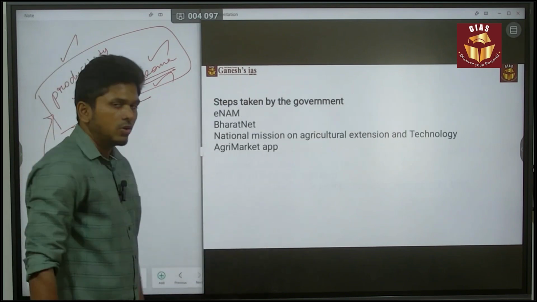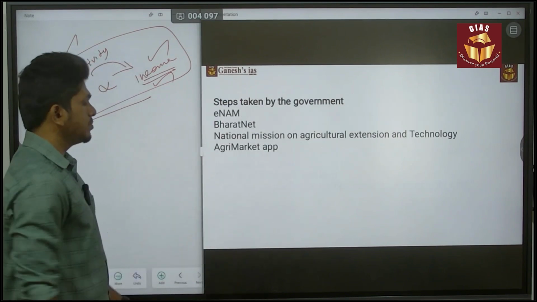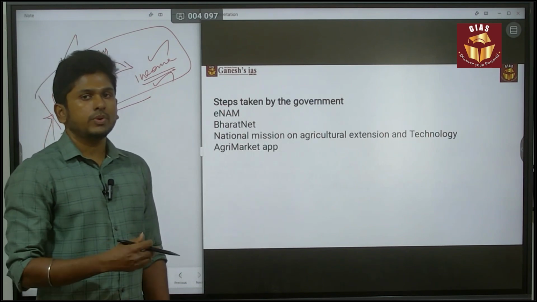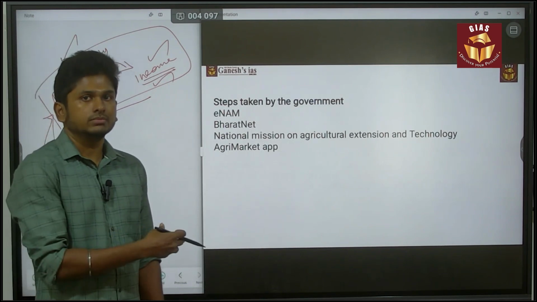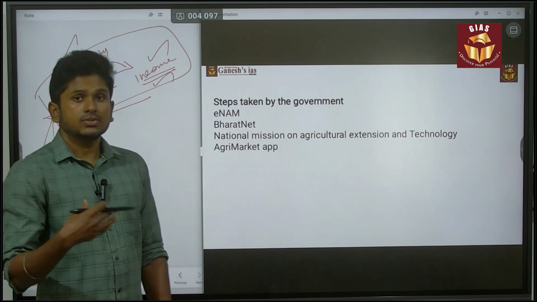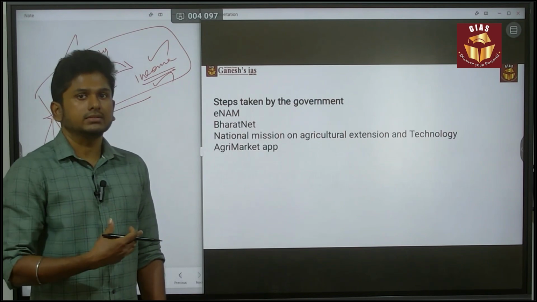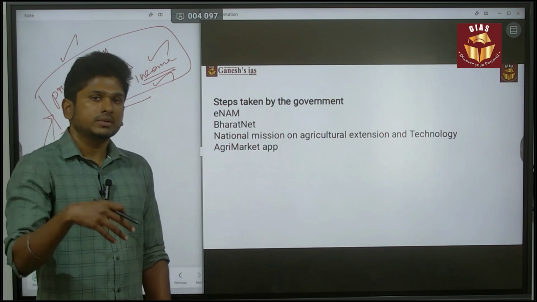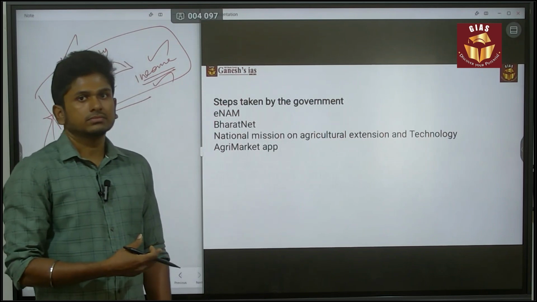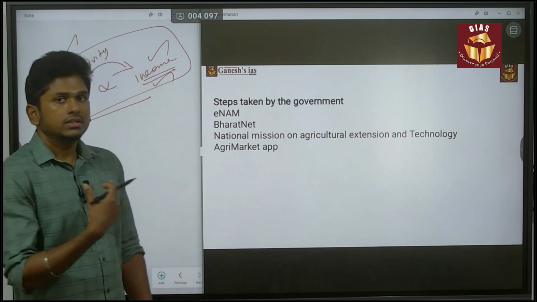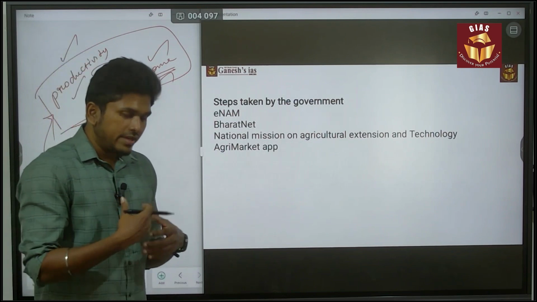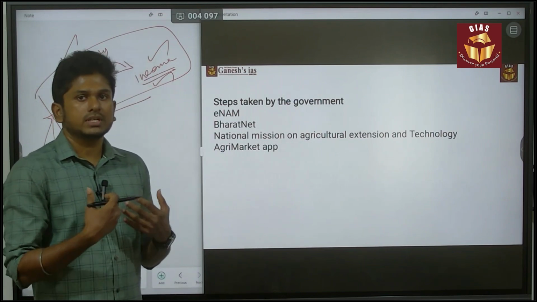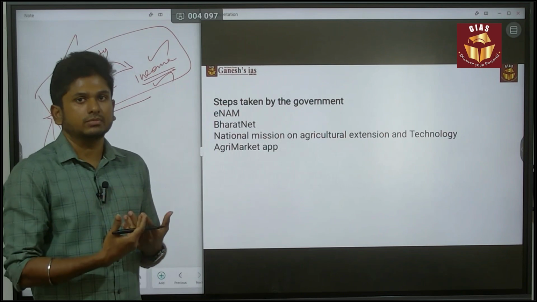For that, what the government did is, first is the BharatNet program. Through the BharatNet program, they are providing broadband services to the people of rural India. And also there is a thing called RailNet. Through the railway network, they are providing internet services in a broadband connection itself. Next, eNAM. The government is enhancing the activities of eNAM. It is an electronic marketplace. You can sell your produce on that platform.